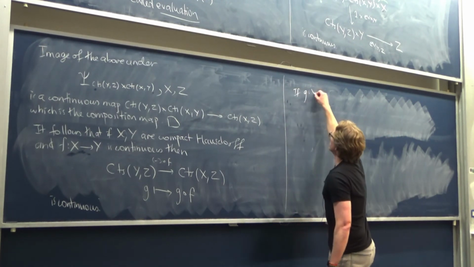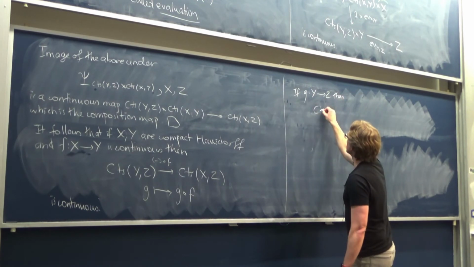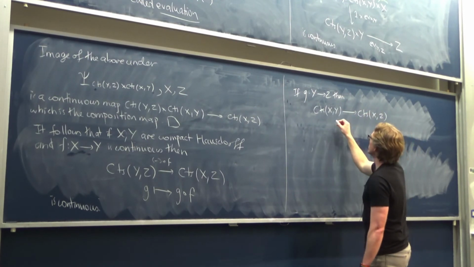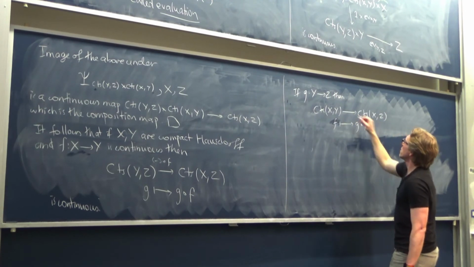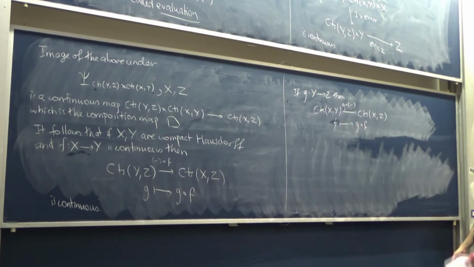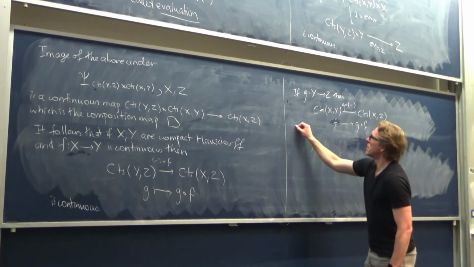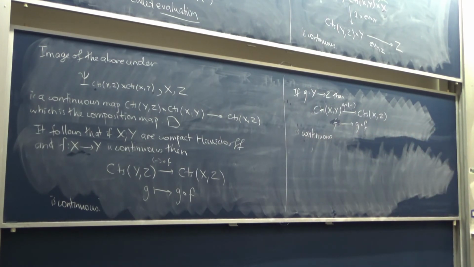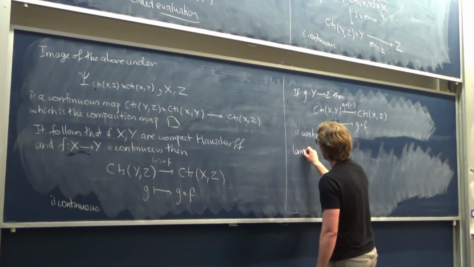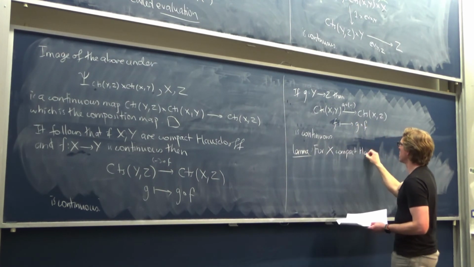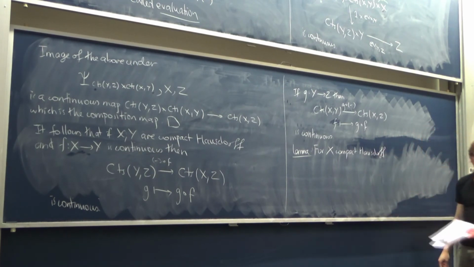So g is from Y to Z, then fixing the other variable, I get a continuous map from XY to XZ, which is post-composition with g. I'm going to write that g circle blank, right? So this is an indication. It just takes an input and composes it with g. So this is continuous as well. All right. Okay, so here's the crucial trick, and what explains the revenge of Sierpinski remark. So let X be compact Hausdorff.